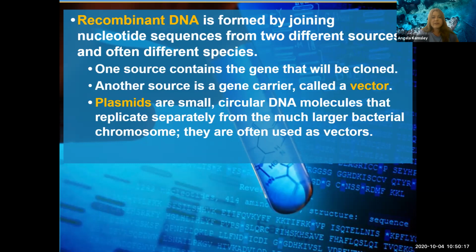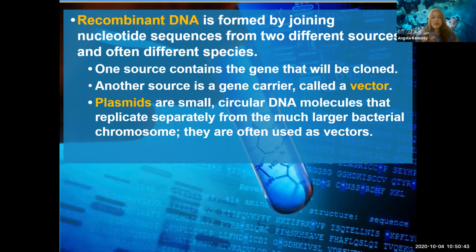So we're going to speak briefly about how this happens in bacteria, because we use bacteria quite a bit for biotechnology. One source will contain a gene that is going to be cloned. And then another source is the gene carrier. So we're going to end up inserting the gene from the first organism into the gene from the second organism. And we call that gene carrier, that second organism, a vector.